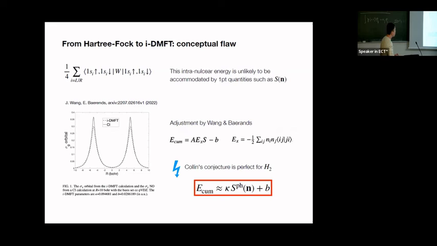And they actually look quite different, which leads to the error in the one-particle energy that we saw before. So as I said, these kinds of on-site interaction terms are unlikely to be accommodated by one-particle quantities. And that's why in their reply to our reply, they suggested an additional modification to the original Collins conjecture, namely they multiply the entropy with an exchange term like this.